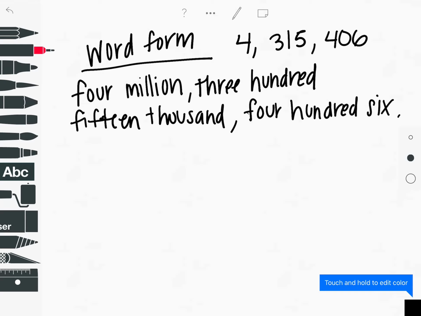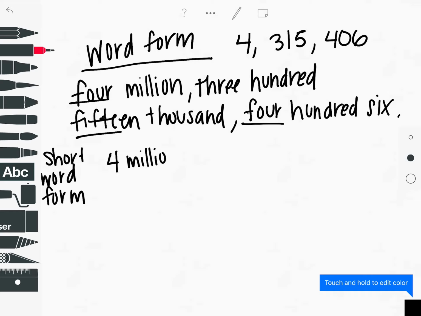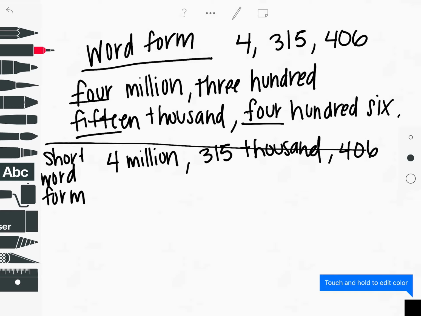There's also the short word form. So how does that look? That's a bit shorter than this. That means you're not writing out the digits in word form. You're just writing out the numbers. So we write 4,315,406. That short form to me is a bit more confusing. So we're just going to stick to the regular word form.